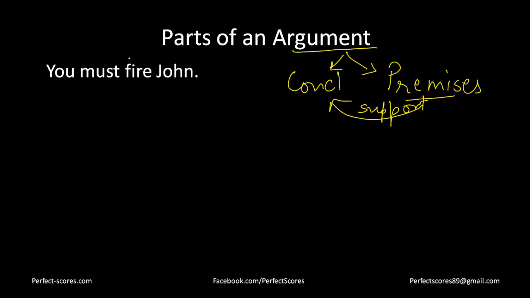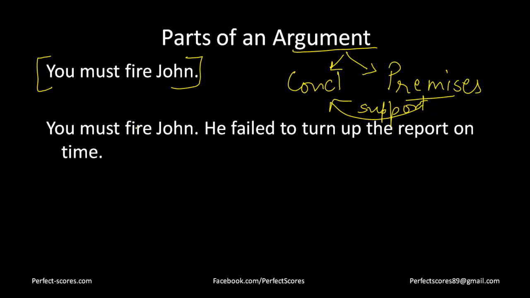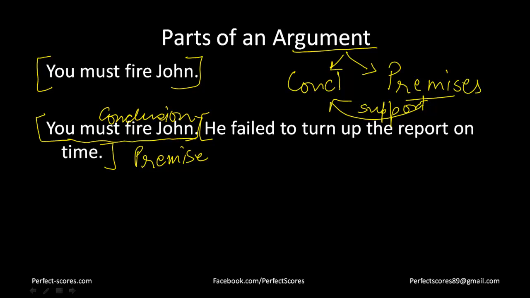You have this example in front of you. You must fire John. Now, on its own, it is not a complete valid argument. It is just a random statement. But when you have something like this, you must fire John. He failed to turn up the report on time. You're giving a reason why this activity must be carried out, because he failed to turn up the report on time. So as a result, this supporting evidence is the premise of this argument. And this part, that you must fire John, this becomes the conclusion of the argument.